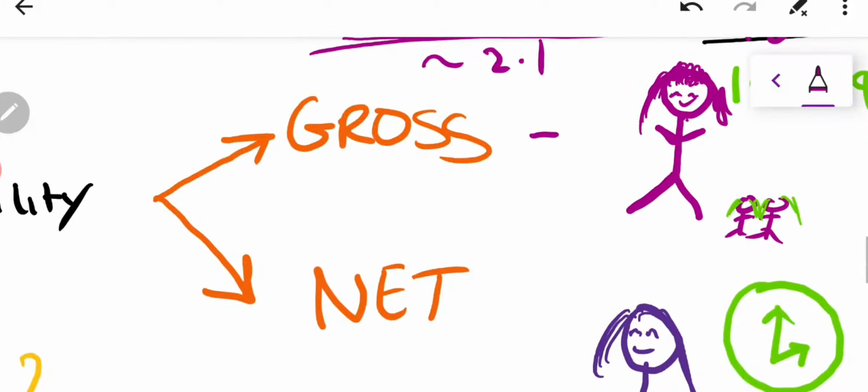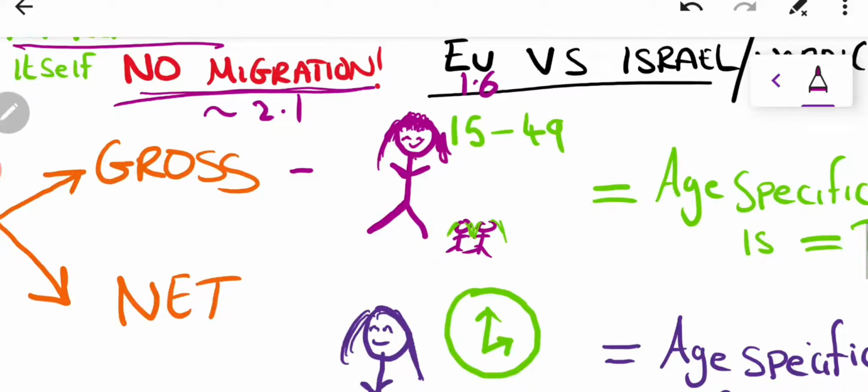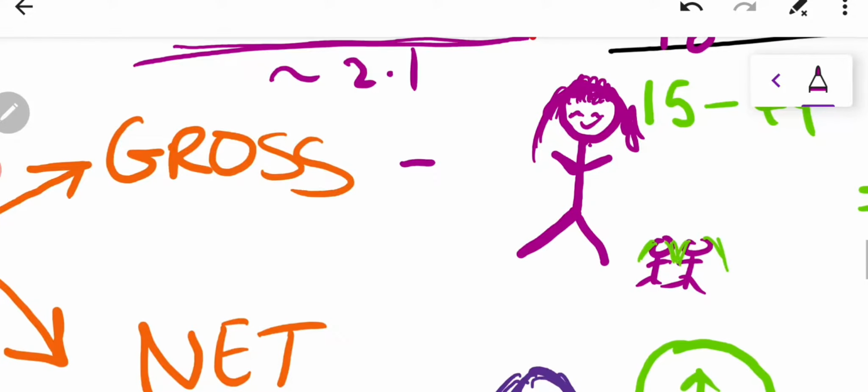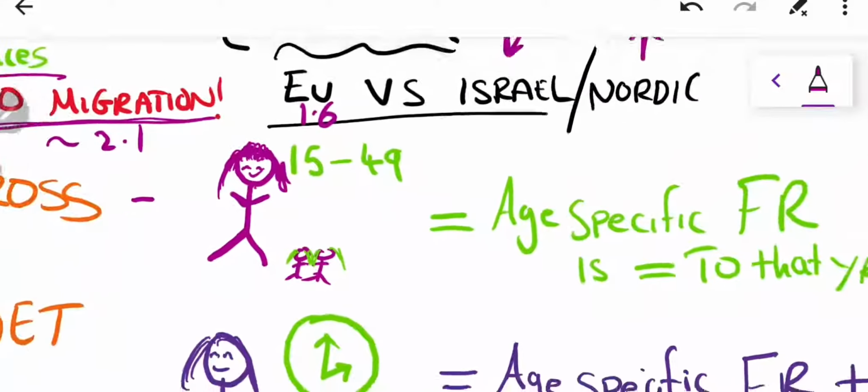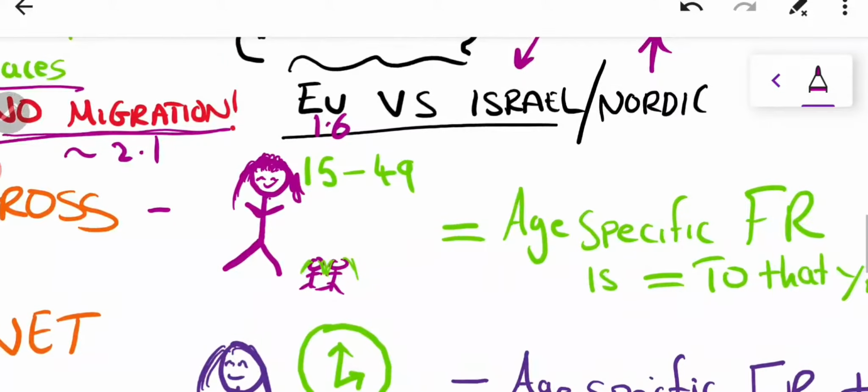Now we could split this up into gross and net fertility. Gross: here we're just looking at accumulation. Only accumulation, and you'll see what I mean. So I had to draw in pictures because it's kind of a big definition.